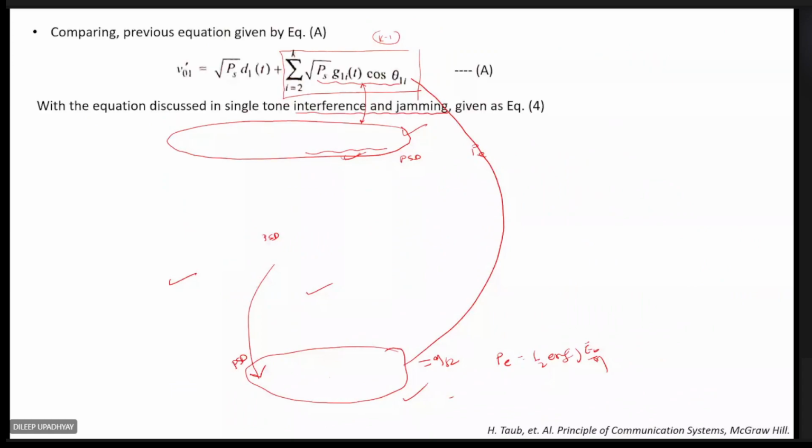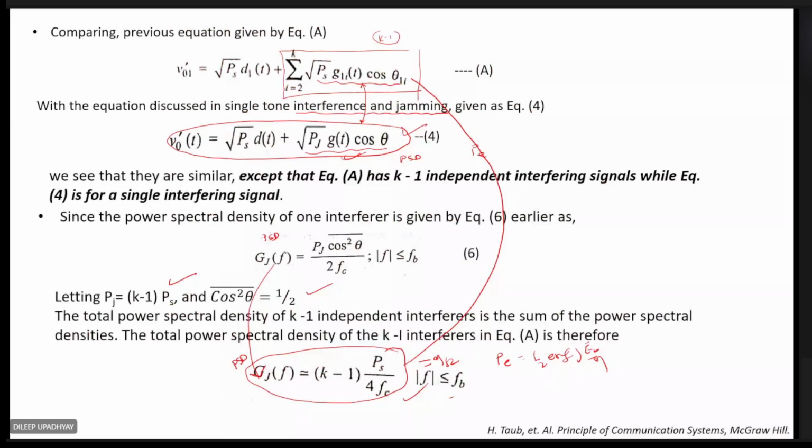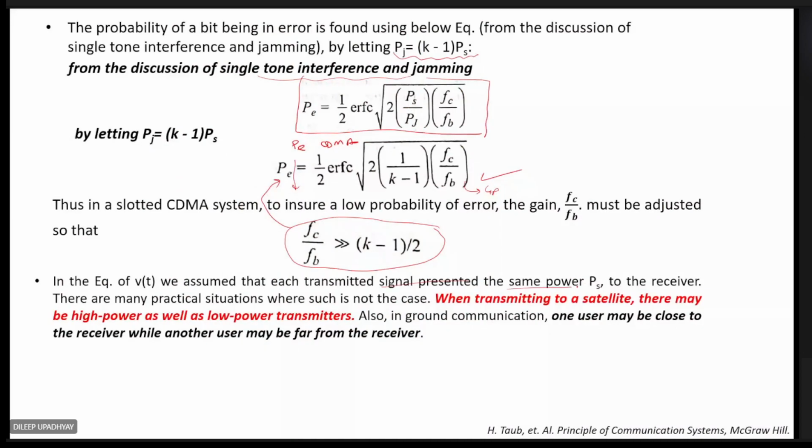So in the expression of Vt, we assumed that each transmitted signal presented the same power Ps to the receiver. There are many practical situations where such is not the case, especially when transmitting to a satellite, where there may be high power as well as low power transmitters.